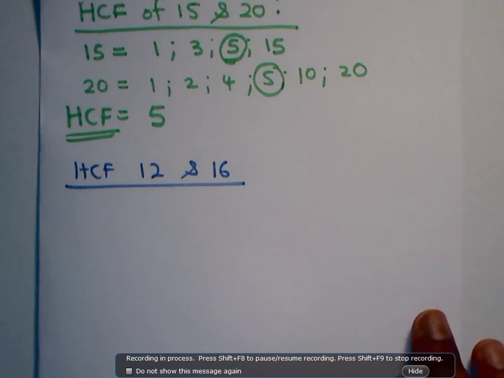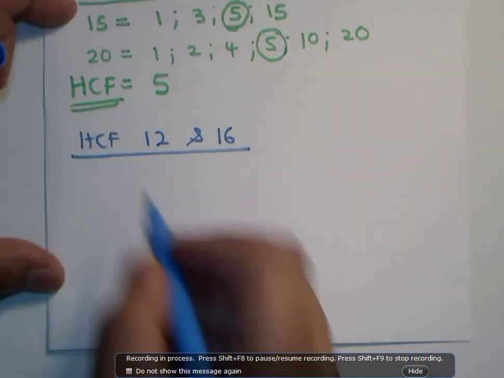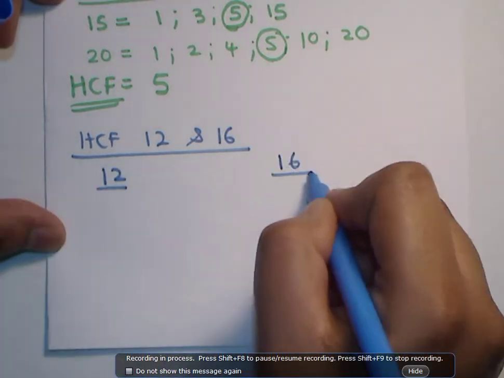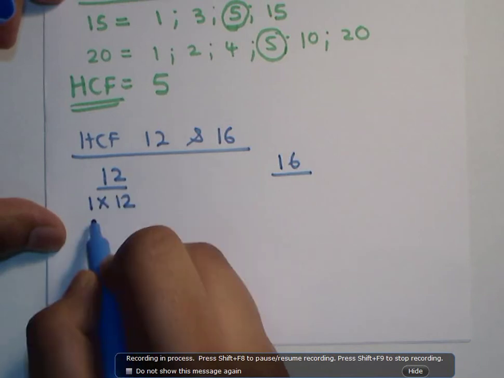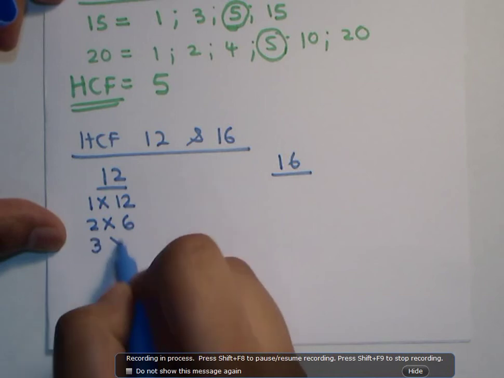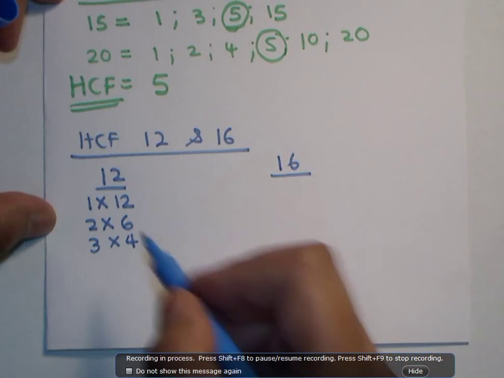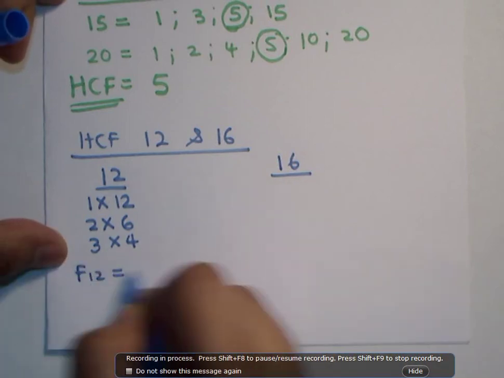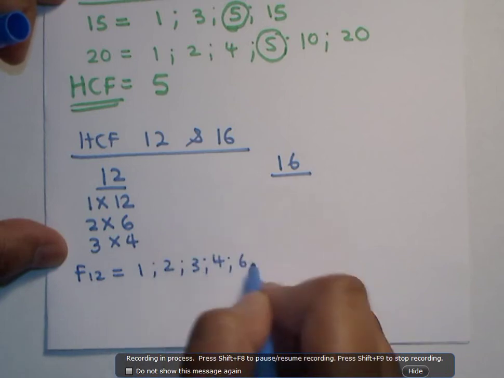Alright, so you need to find the HCF of 12 and 16. Step number 1 is you first go and find the factors of 12 and the factors of 16. So the factors of 12 is 1 times 12. What's the next number? 2 times 6. Next number, 3 times 4. Then when I start repeating myself, because I say 4 times 3, that means I have all my factors. So my factors of 12 is equal to 1, 2, 3, 4, 6, and 12.